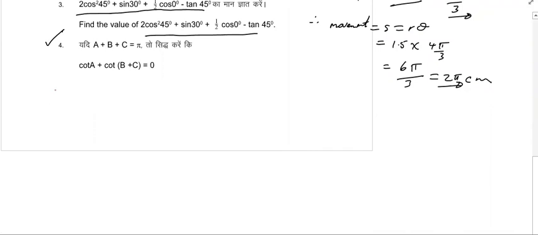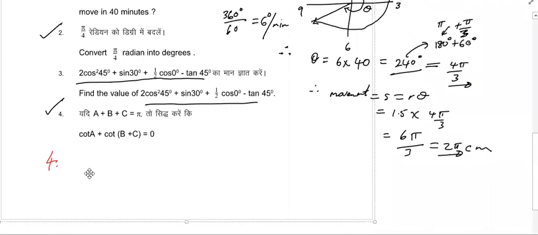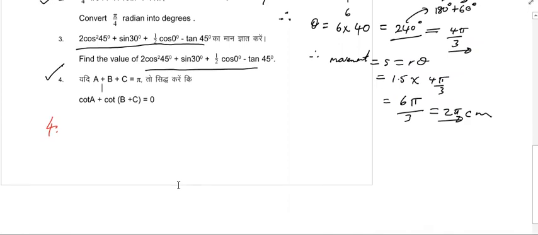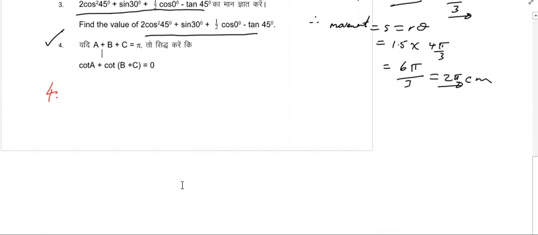Question number 4. We have a plus b plus c is equal to pi. Then what is cot a plus cot b plus c equal to?